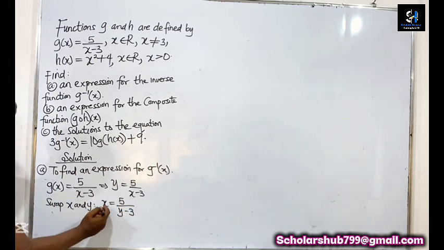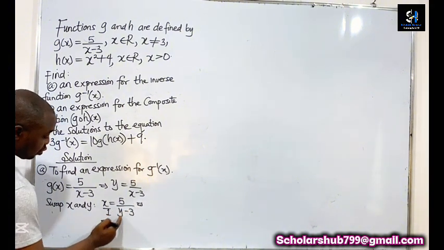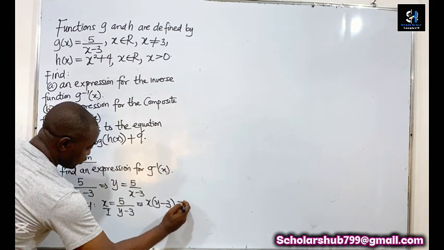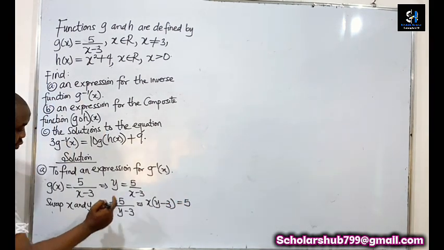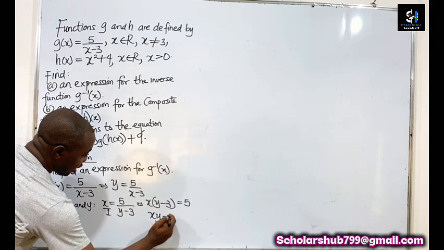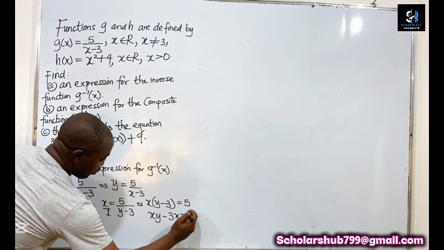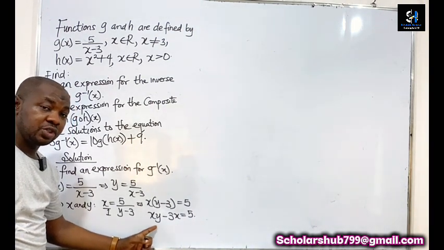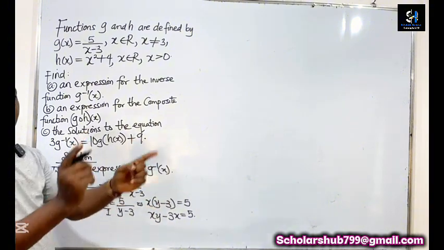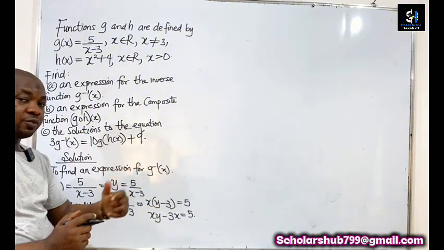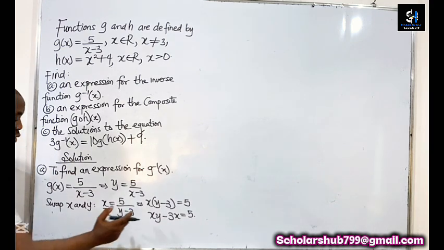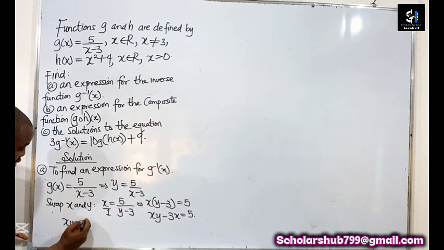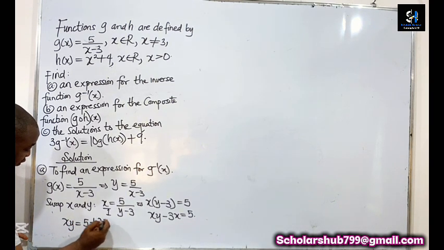So now I can cross multiply, so that this will be x parenthesis y minus 3 equals 5 times 1, that will be 5. So this is xy minus 3x equals 5. Now, I'm doing this because I want to make y the subject of the formula. That is, when we swap x and y, it means we have to make y the subject of the formula. So I'll carry this over to the right hand side, so that xy will be equal to 5 plus 3x.